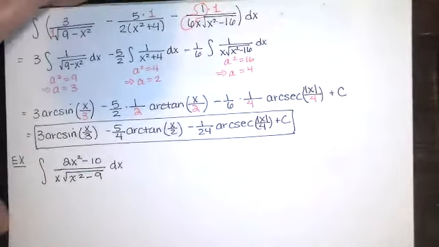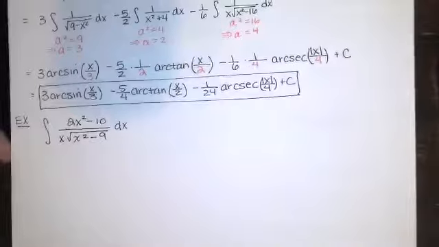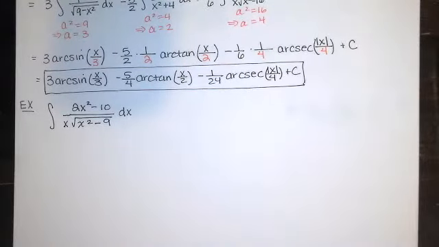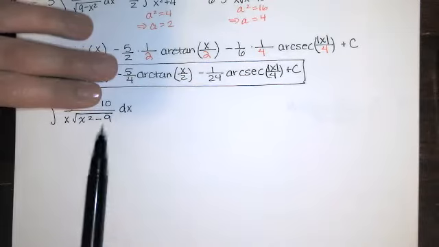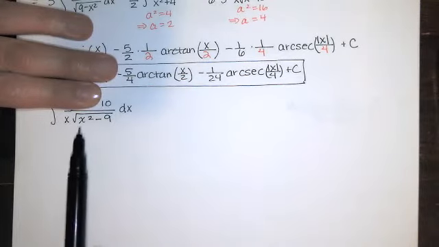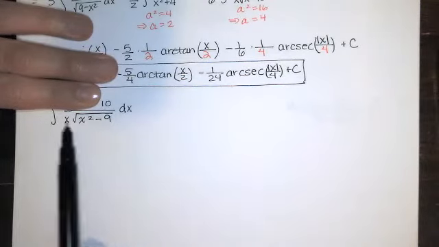Now this one looks tricky, and it is a little tricky. But once you figure out how to do it, it's not so bad. Now notice that if it was just that 10 up there, I have a constant over x times the square root of x squared minus a squared. That's an arcsecant.